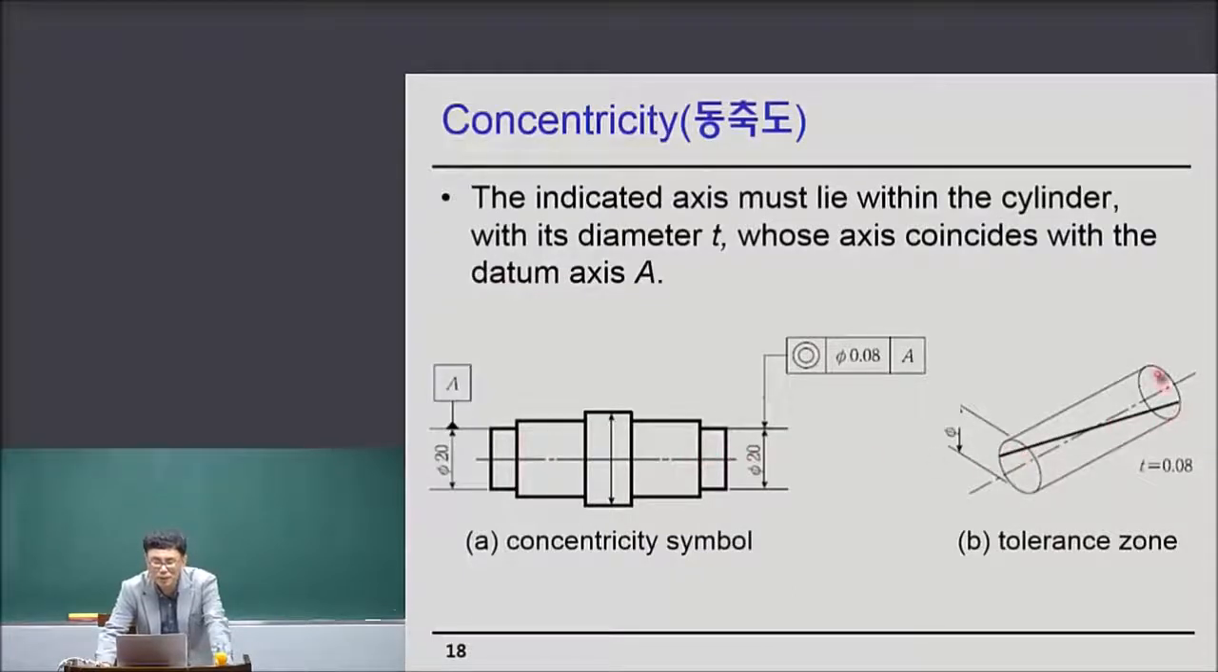The axis must lie within the cylinder whose diameter is 0.08 and whose axis is the axis of A. So the tolerance zone is a cylinder whose diameter is 0.08. Then concentricity is satisfied. Concentricity is actually that the two axes must coincide. As they coincide with each other, the concentricity is satisfied. But the definition of concentricity is like here.